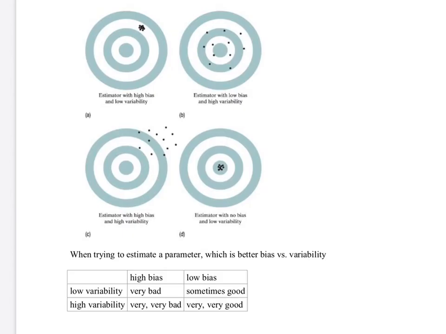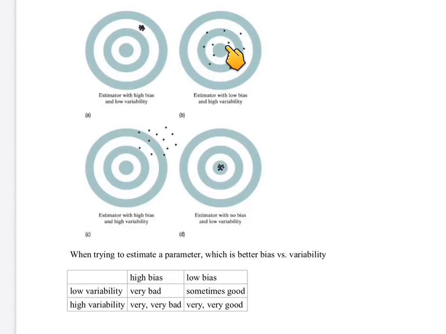Okay, finally, bias versus variability. I love this diagram that's in our book. This is what high bias and low variability looks like. So are we getting close? Are we close to being accurate? No. So there's a lot of bias. The samples are not representative, but there's low variability.